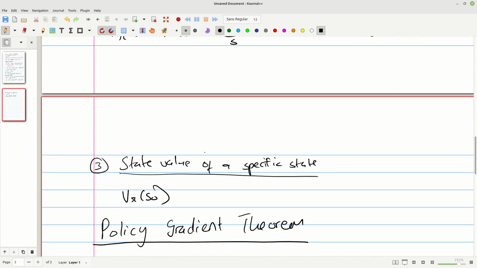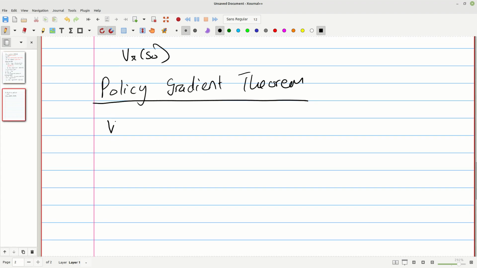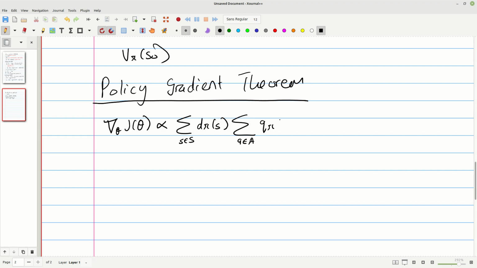So this is where this theorem comes in, and what it says is that the derivative with respect to theta of J theta, right? Because this is the core component of our optimization objective. So this is proportional to the summation over all states of d pi of s times the summation over all actions of q pi s comma a times the derivative with respect to theta of pi a given s, right? So this is the policy gradient theorem.